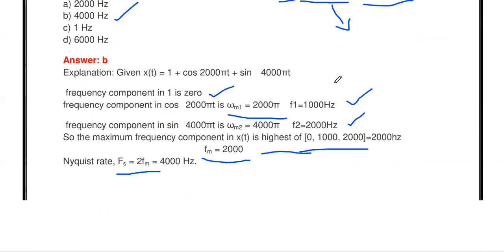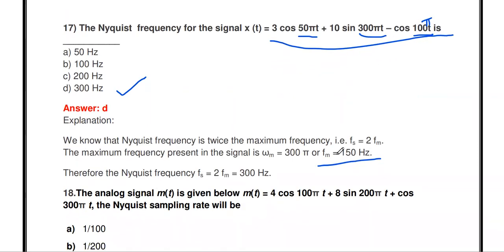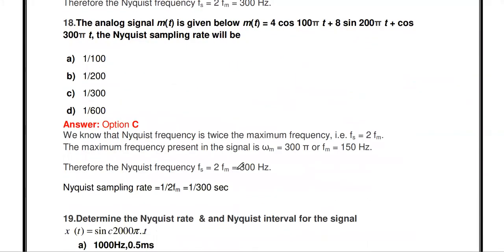So in this, given 3 frequency components, you just check which one is the highest. Then you find only that frequency, and twice that frequency is called the Nyquist frequency. Okay. Then the next problem: the analog signal m of t is given as 4 cos 100 pi t plus 8 sine 200 pi t cos 300 pi t. The Nyquist sampling rate will be dash.